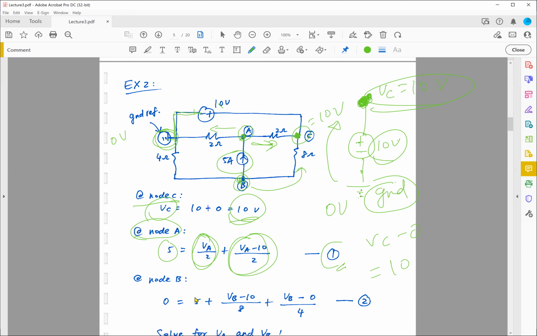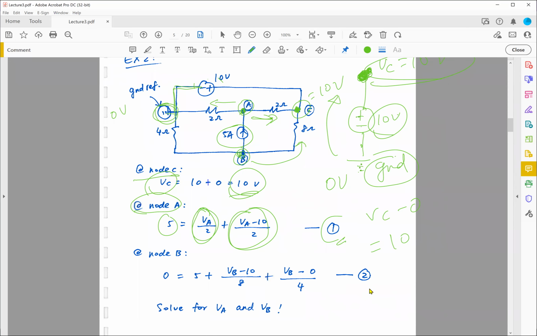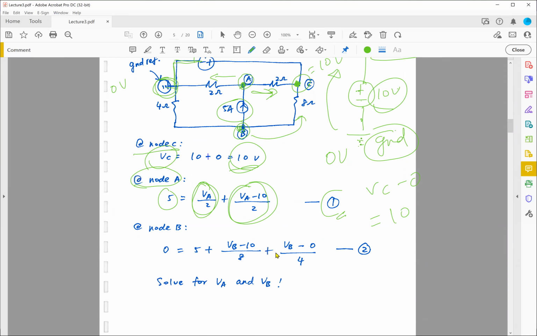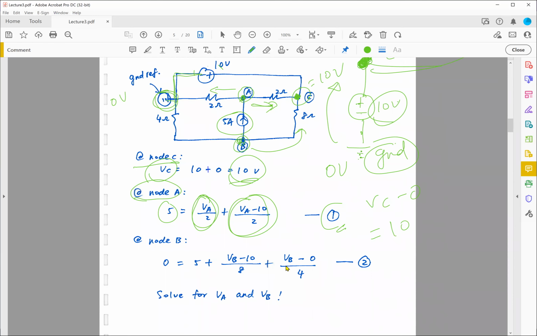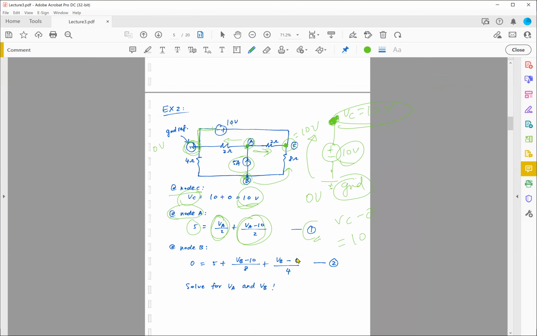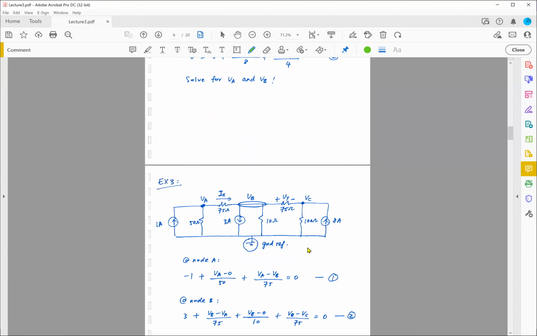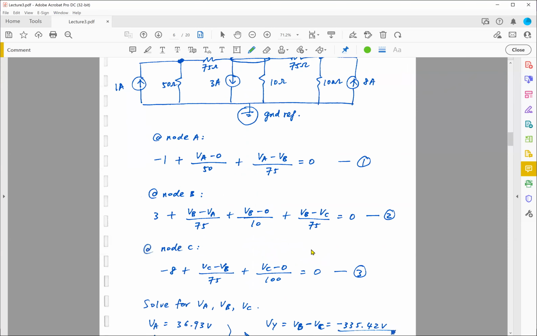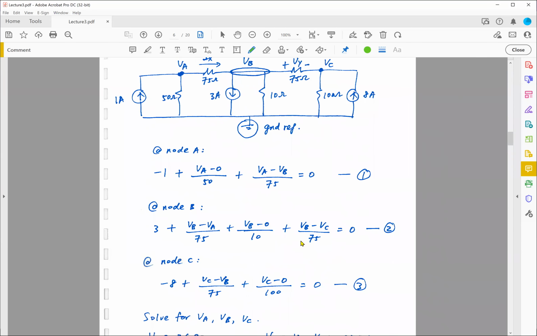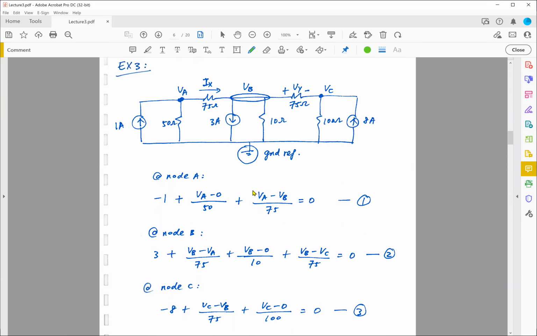Sum of all the current leaving the node is equal to 0. On the other side of the equal sign, I have 0. This is my equation number 2. And you just need to solve for VA and VB. The rest is just math. Next example.